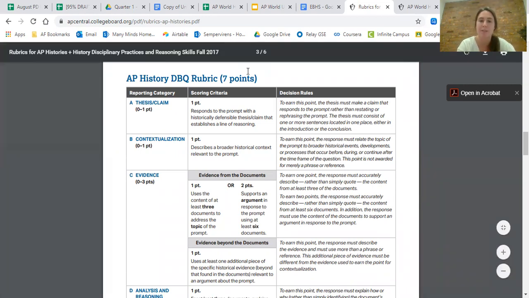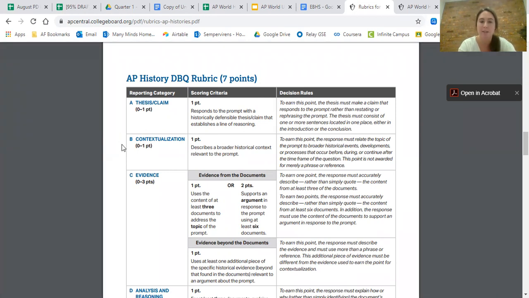The DBQ is worth 7 points. There are 7 different opportunities to gain these points on the document-based question where you have sources. The first point is context, and the context is the background information that you start off with in your intro paragraph. Then you will jump to your thesis, that's your argument and your 3 clear claims. Those 2 make up your intro paragraph. Then you jump into your body paragraphs.